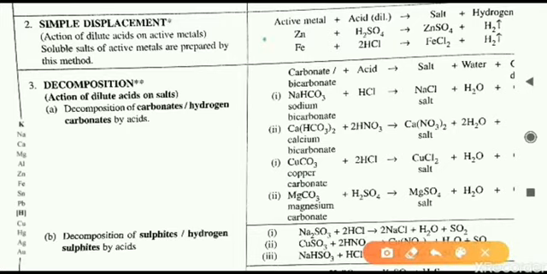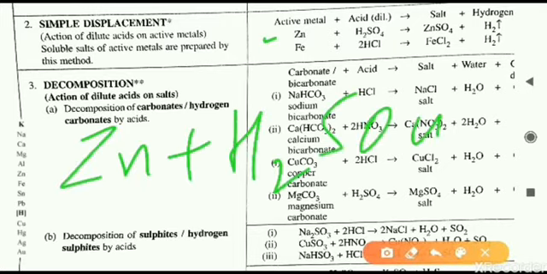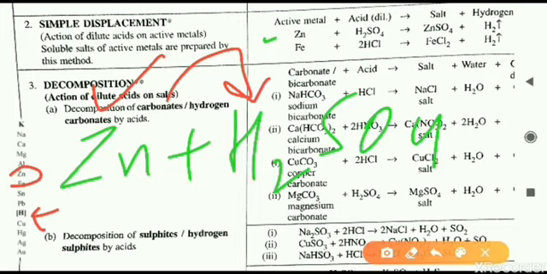The first example they have given here is zinc plus H2SO4. Here zinc is the metal and it will displace hydrogen. If we see in the metal activity series, zinc is placed above hydrogen. Hydrogen is here near the arrow, you can see, and upside there zinc is there. Because zinc is above hydrogen in the metal activity series, it is more reactive.